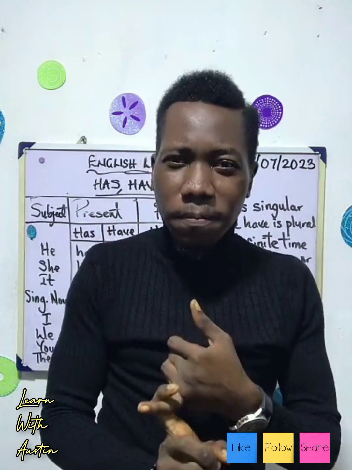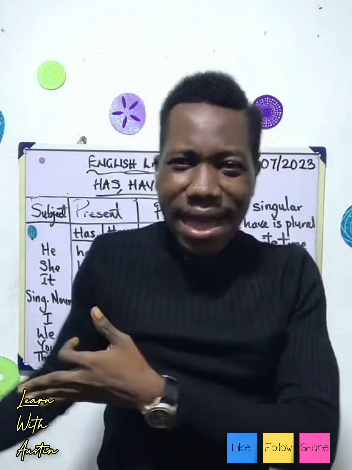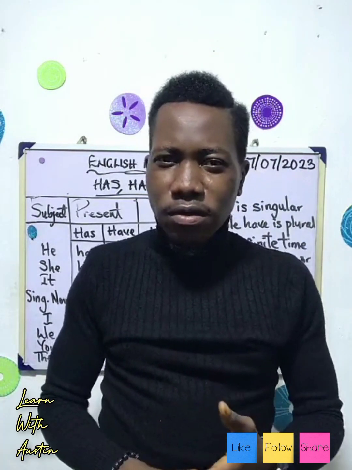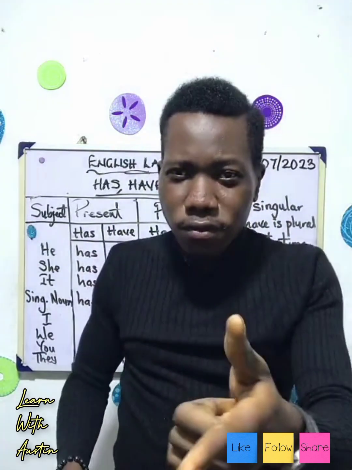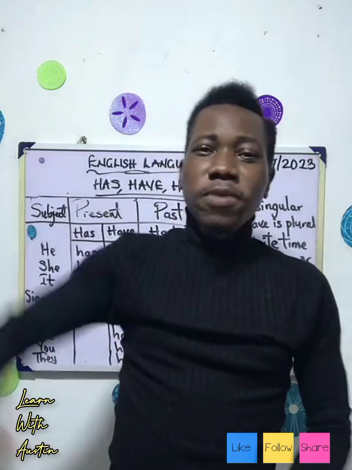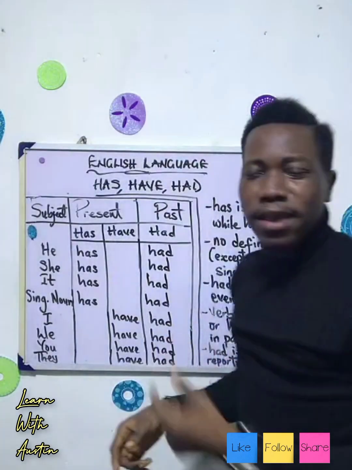Now this is where you have words like before or after, or hardly, those kind of words, all right? So, I had called you before you came. You don't say I have called, all right? So this is what we call the past perfect tense.